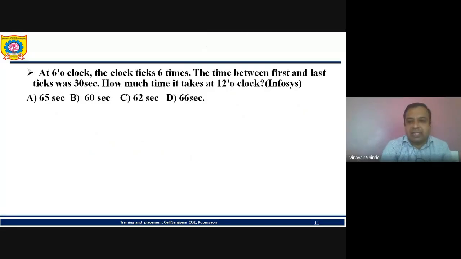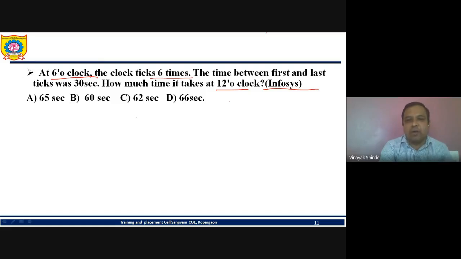Okay, next question. Again, it is a simple one which was asked in Infosys. At 6 o'clock, the clock ticks 6 times. The time between the first and last tick was 30 seconds. How much time does it take at 12 o'clock? Okay, again, it is another simple question. 6 o'clock, 6 times. The time between the first and last tick was 30 seconds.